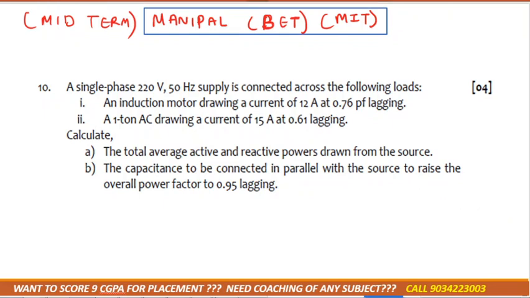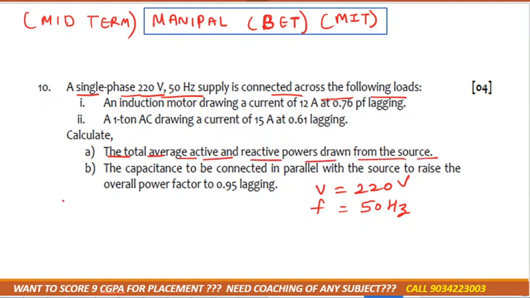See this paper, this question is also from 2019. But they said a single phase 220 volt, means voltage is 220 and frequency is this one, is connected across the following load. Okay, voltage is 220 volt and frequency is 50 hertz. Now they said calculate the total average active and reactive power drawn from the source.